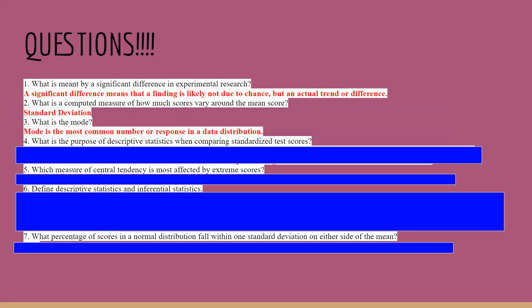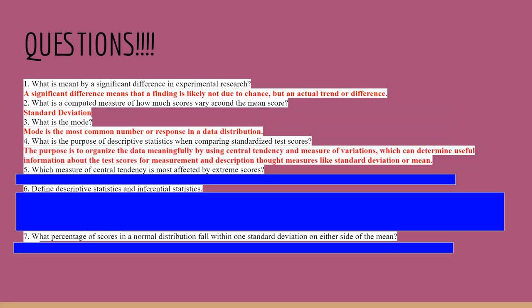Simple. Okay. What is the purpose of descriptive statistics when comparing standardized test scores? Sorry, I didn't really talk about that one specifically, but here's what it is. I mean, for this question, once again, I didn't create these questions, but you could just kind of say the purpose. This is kind of what your FRQs are like. You might not know exactly what purpose you would use it for test scores, but you know what descriptive statistics are, so you would want to define that, and you want to connect it. So the purpose is to organize data meaningfully by central tendency and measures of variation, which can determine useful information about the test scores for measurement and description through measures like standard deviation or mean.